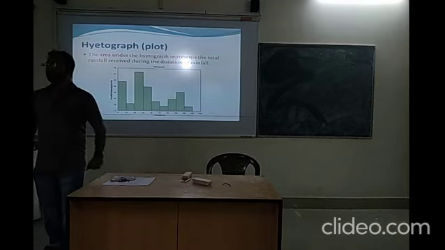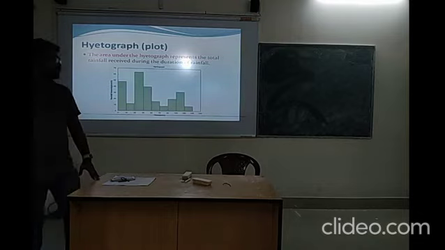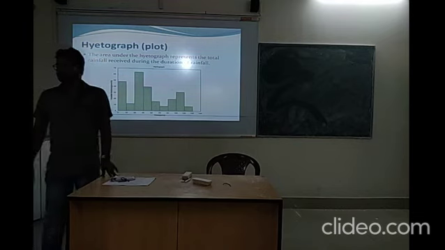After finding those intensities with respect to time, we can plot this sort of bar chart, right? We are seeing those things in clusters. So this bar chart will be called a hyetograph. Clear?